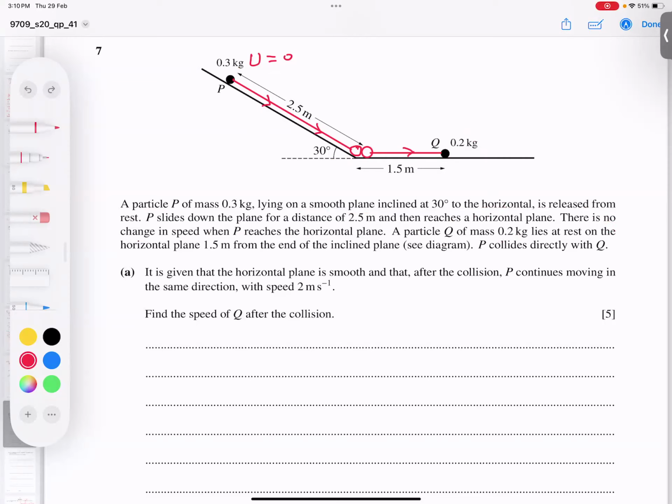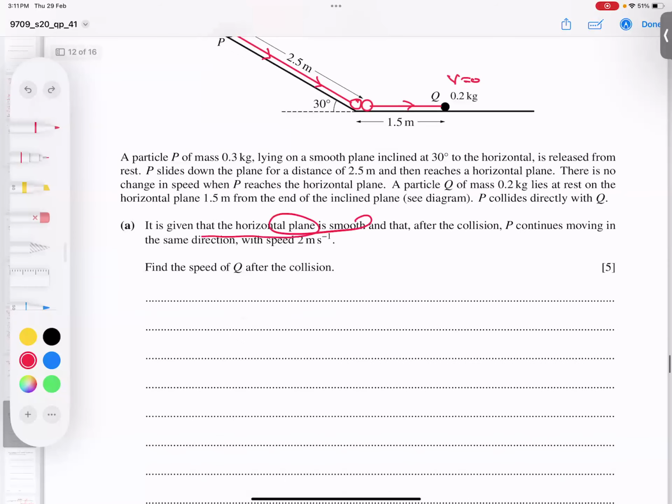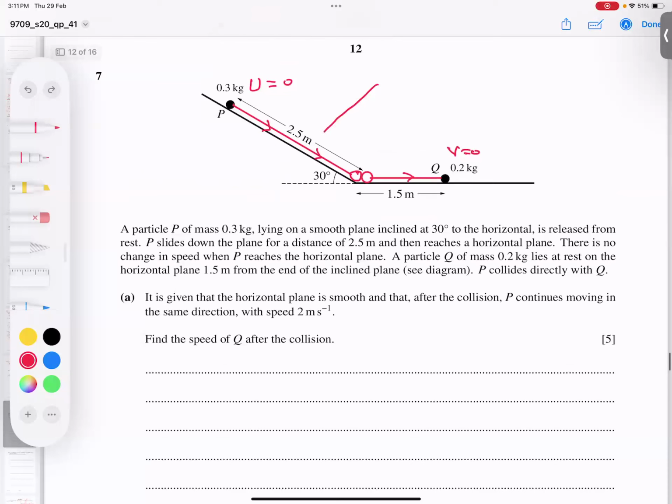The mass of Q is given as 0.2, and at rest, it means velocity is 0. So I'm writing here that velocity is 0. And afterwards he's saying 1.5 meters is the distance given here. So he's asking that P collides with Q. Ultimately P will come down and hit Q. He is saying that the horizontal plane is smooth, so there is no friction at all.